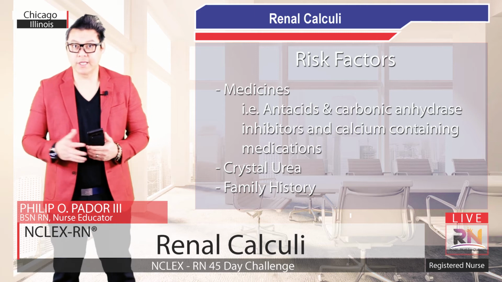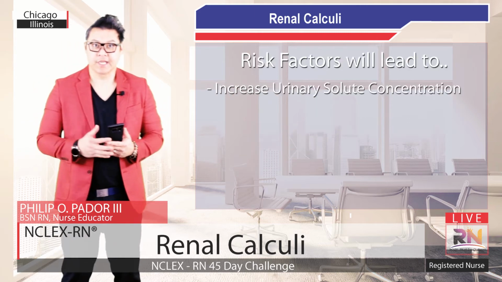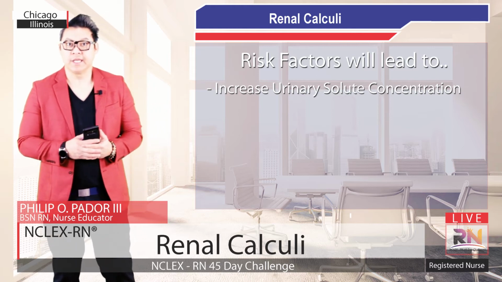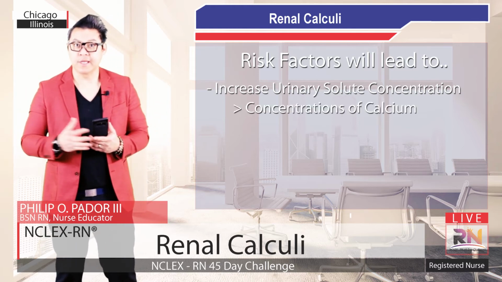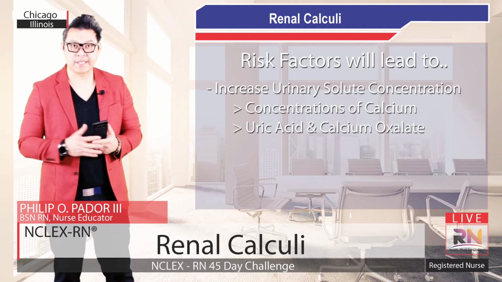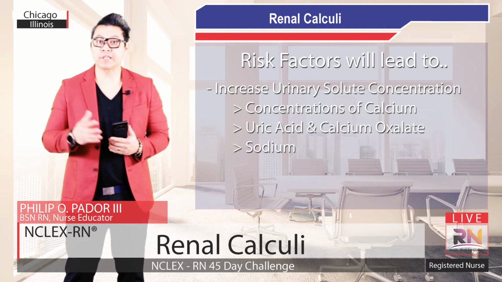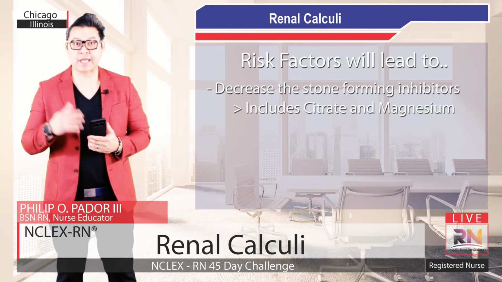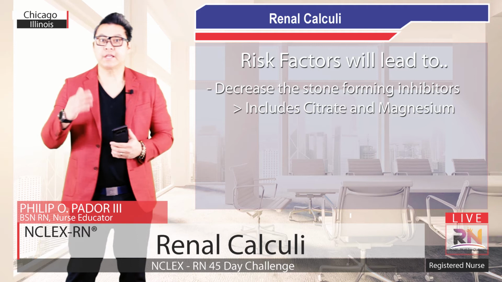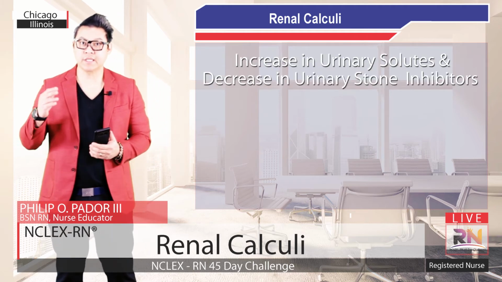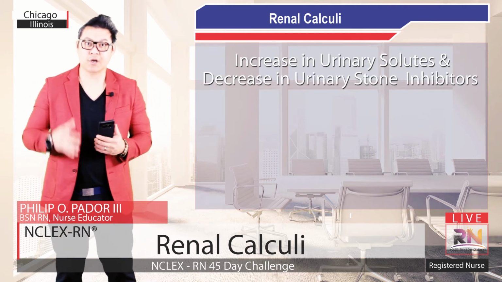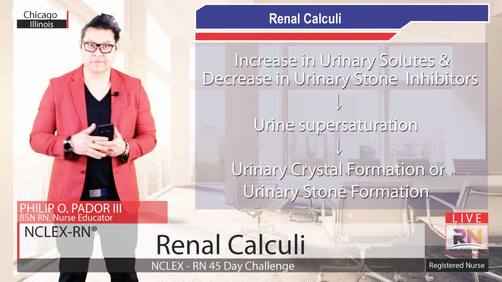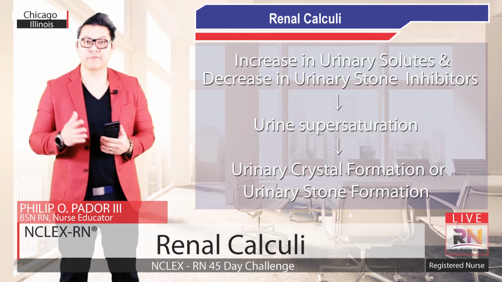These risk factors will lead to a number of things. First, some of these risk factors will increase the urinary solute concentrations, including concentrations of calcium, uric acid, calcium oxalate, and sodium. Some of these risk factors will also decrease the stone forming inhibitors, which include citrate and magnesium. The increase in urinary solutes and the decrease in urinary stone inhibitors causes urine supersaturation, leading to urinary crystal formation or urinary stone formation.